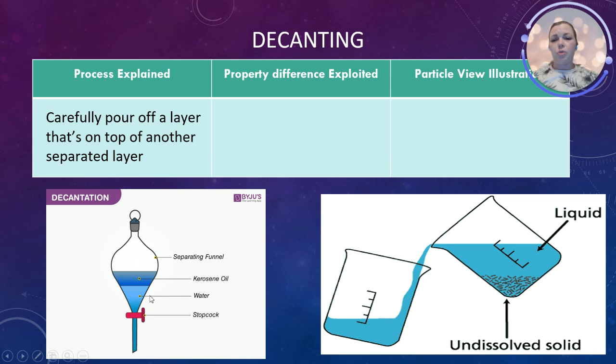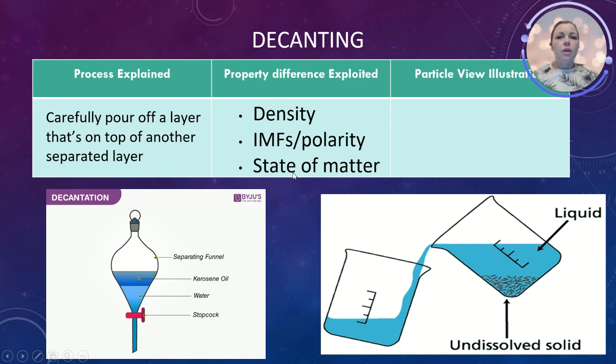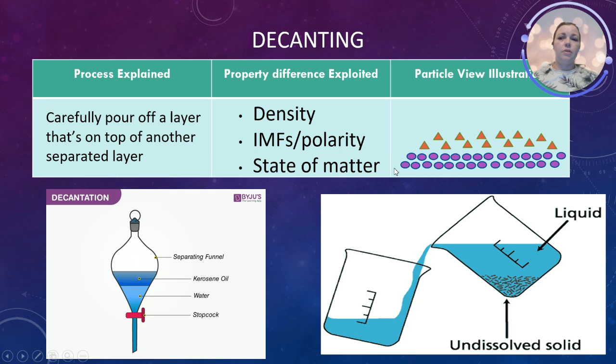You can also have a situation where you're separating a mixture of liquids. And this is called a separation funnel or separation flask. What you can do here is you turn the stopcock and let one layer flow through, and then you would try and stop it before you get the next layer, and so on and so forth. So the property difference that's exploited here is density, IMFs or polarity, and states of matter. And then this might be what a particle view looks like. So they're in two separate layers.